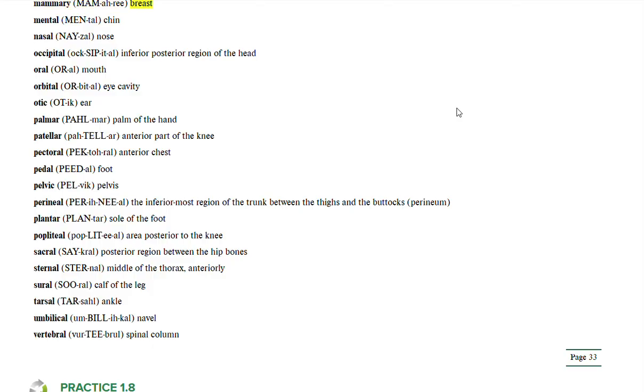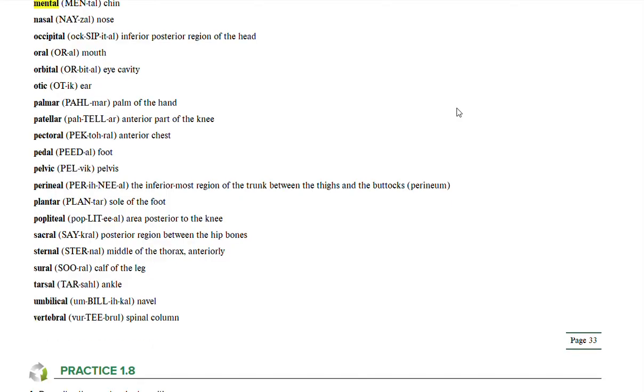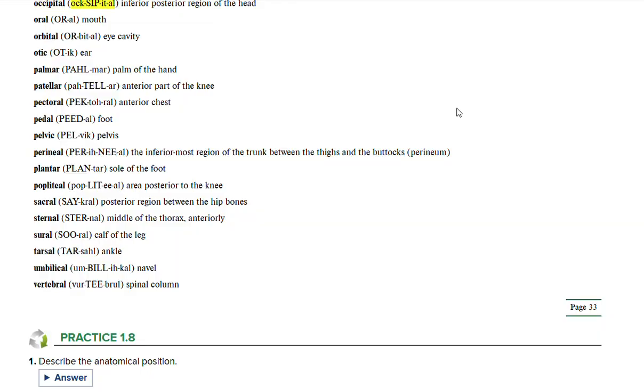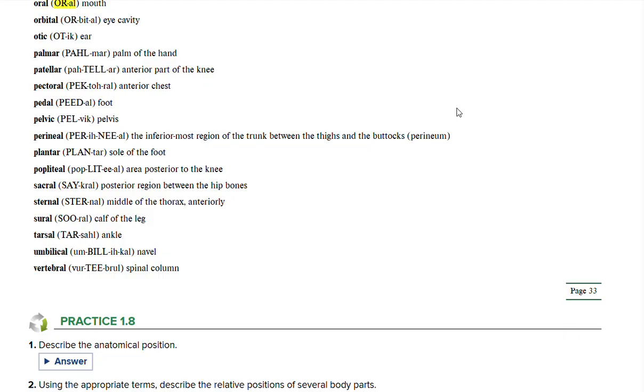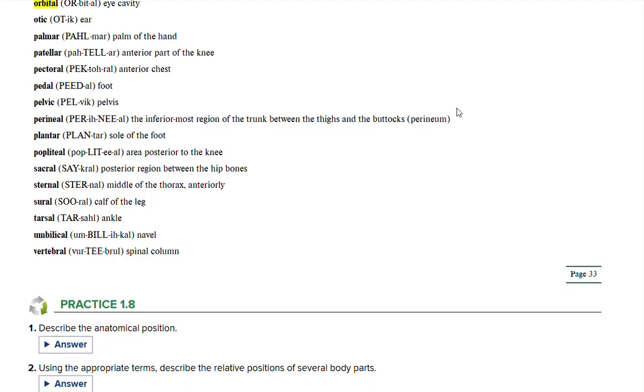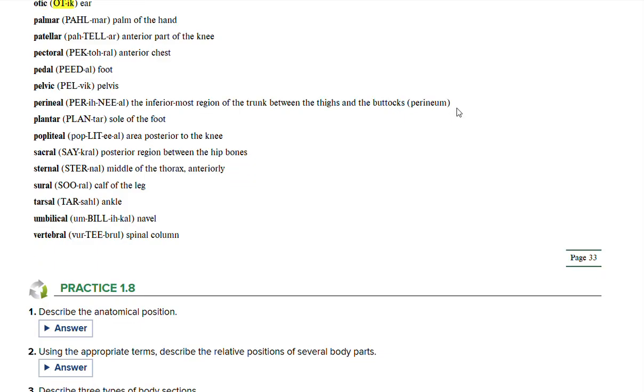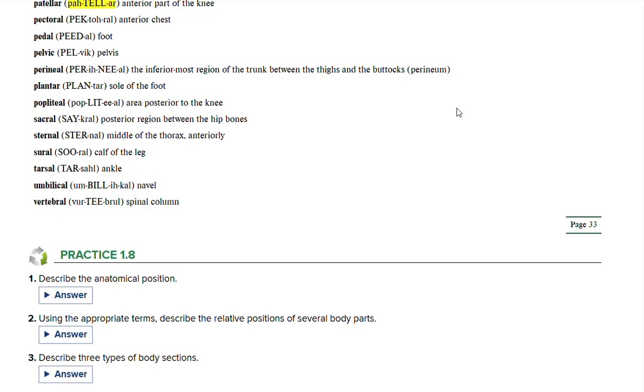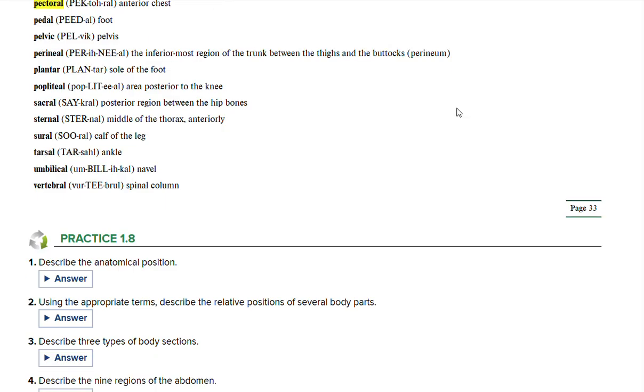Mammary, breast. Mental, chin. Nasal, nose. Occipital, inferior posterior region of the head. Oral, mouth. Orbital, eye cavity. Otic, ear. Palmar, palm of the hand. Patellar, anterior part of the knee.